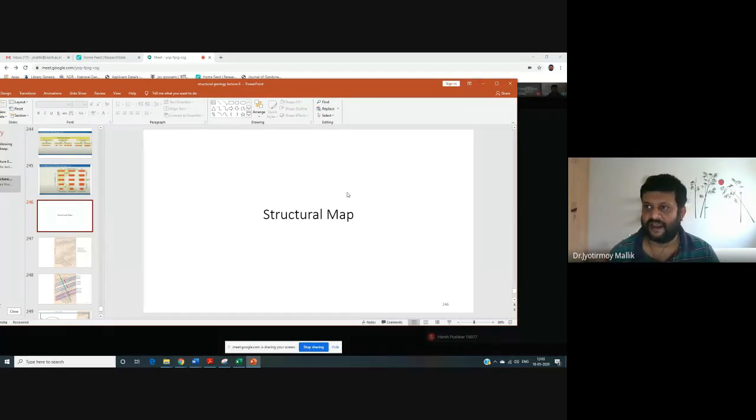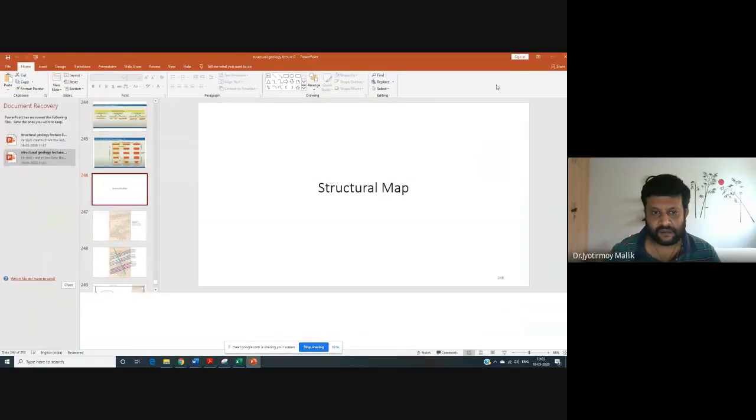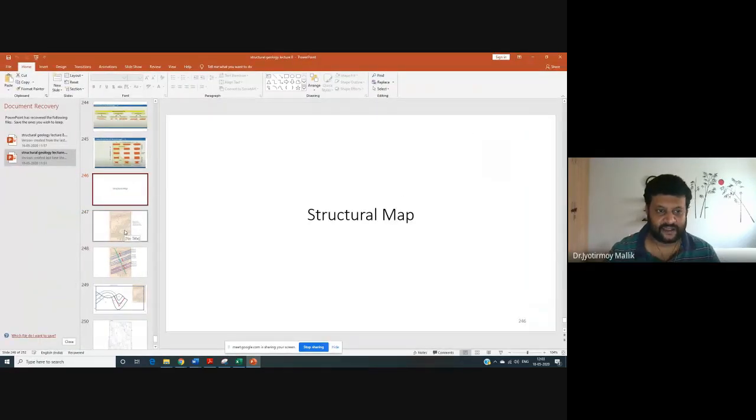Of course, it is not ideal to carry out a lab session in a video call or in a video class, but still we will give it our best, and at least you will not be devoid of any experience of working with maps that involve folds. All right, so let us look at the first map.